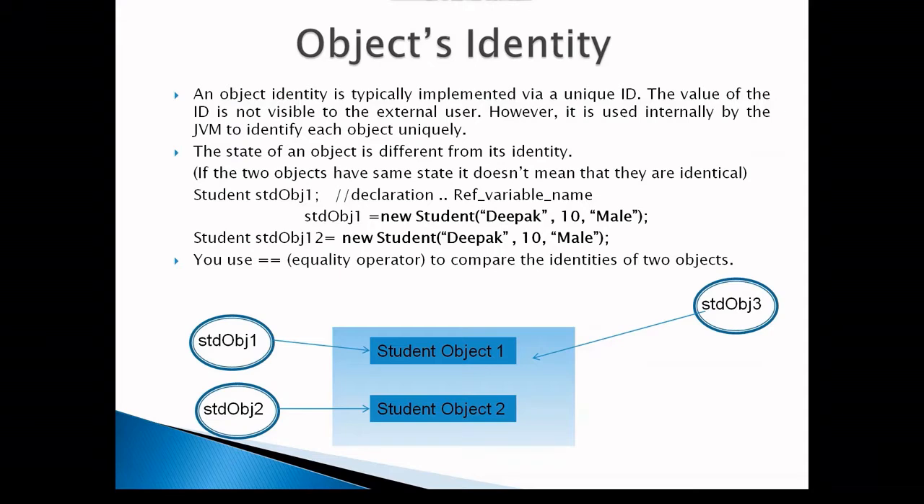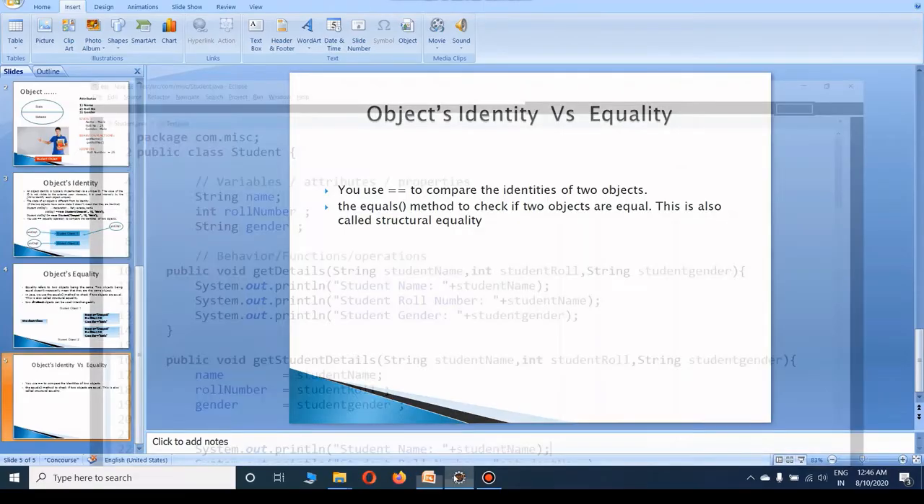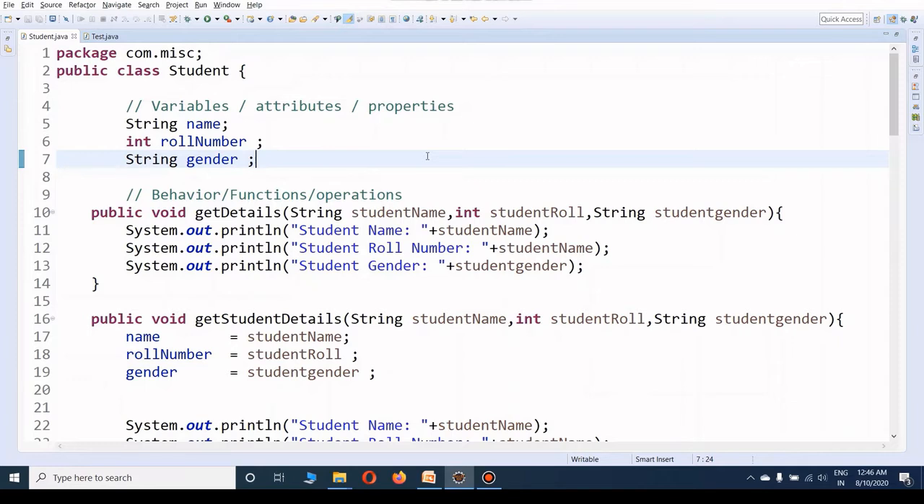So I just want to say that, see, here student object 1 refers to a different object and student object 2 refers to a different one. Both have different references to different objects. So we cannot say that they are identical, but if they have the same value, then we may say that they are equal. I have written a code for that using the student object.